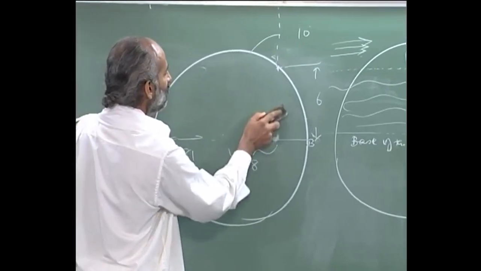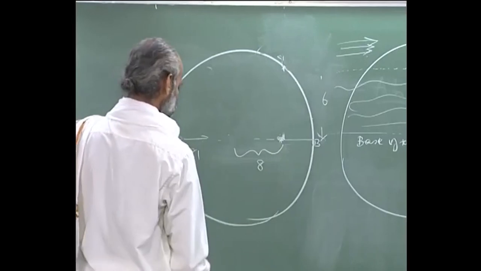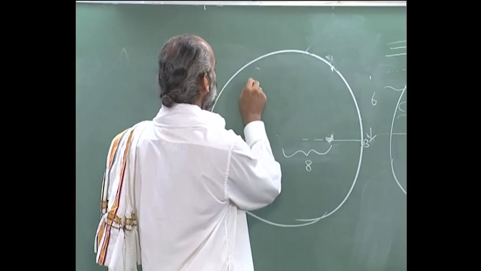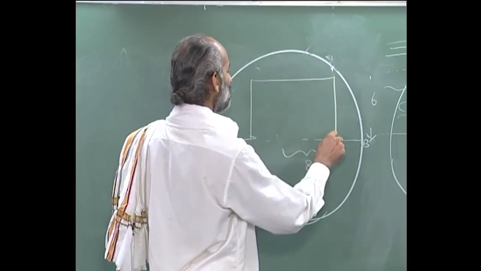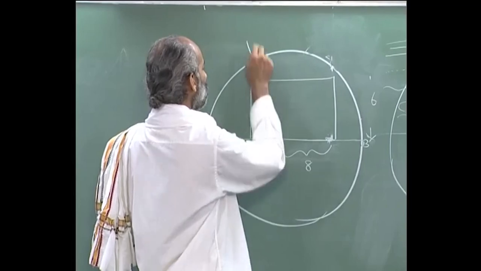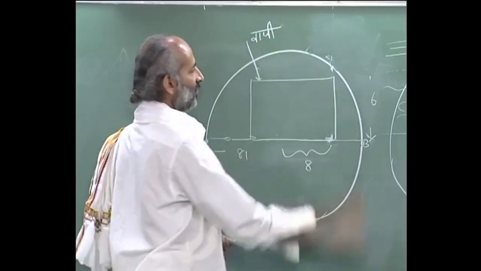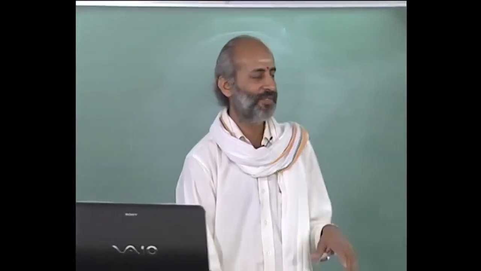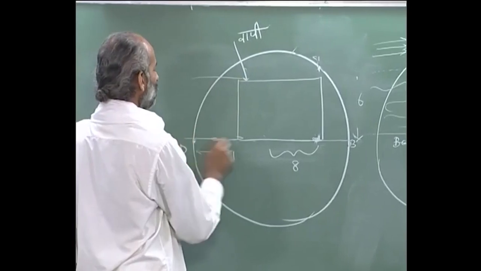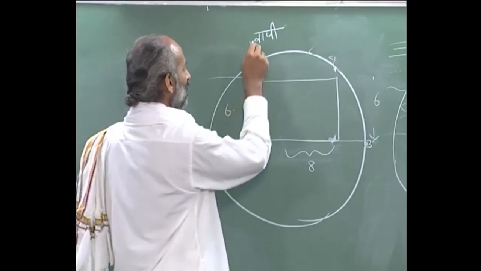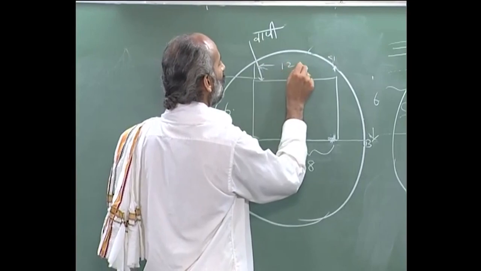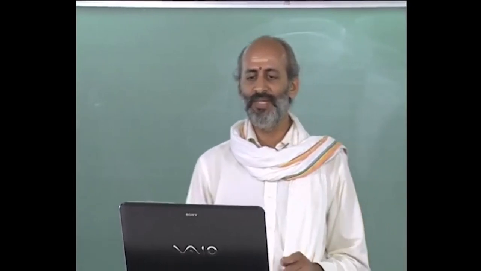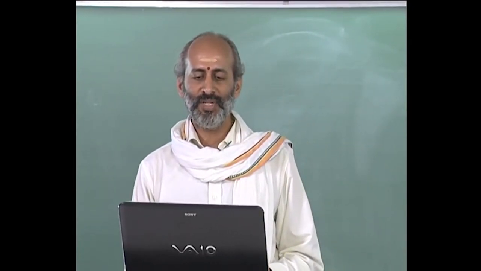I will use the same figure. We should imagine a certain pond. This is what is referred to as vapi. Vapi is a certain pond. Shadvadashika vapi. The dimension of this, this is shat and this is dvadashika. So the dimension of the vapi is stated to be 6 and 12. Shad dvadashika vapi. Tasyam purvottare sthito matsyaha.